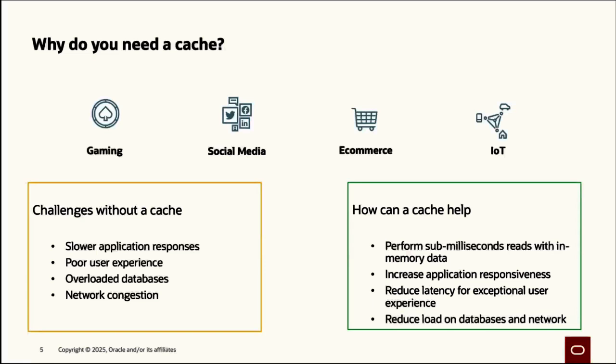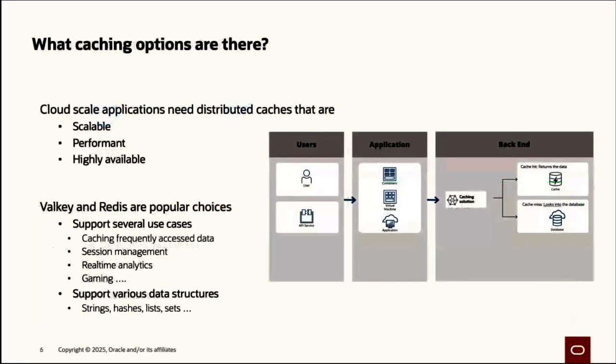And caches can be in-memory data stores, but they have other use cases like session management, geospatial indexing, and such. So what are your options for a cache? There are various types of caches. There can be local caches, there are distributed caches, there are caches within your application. Each one has its own strengths and weaknesses.